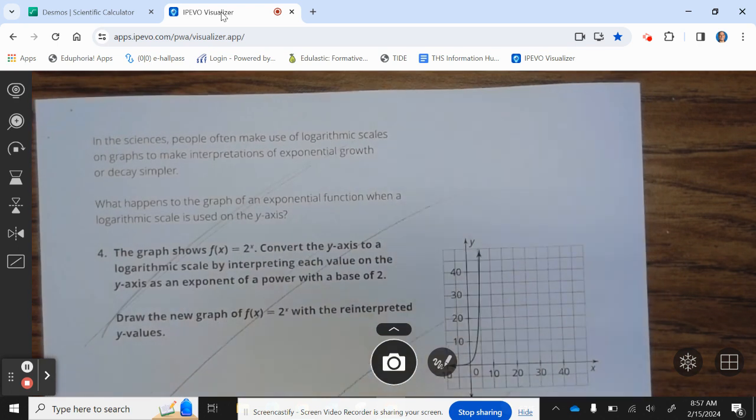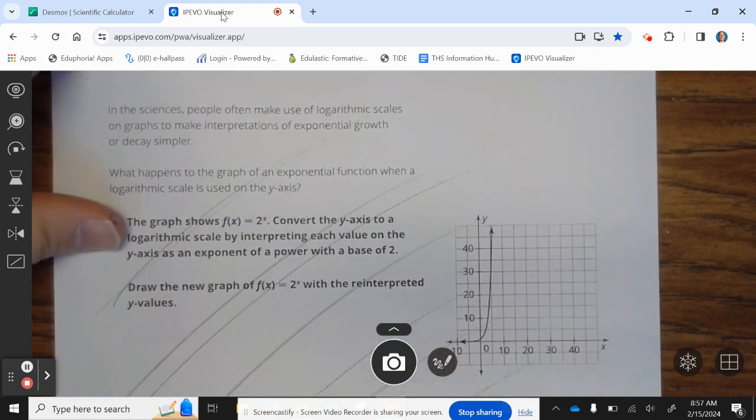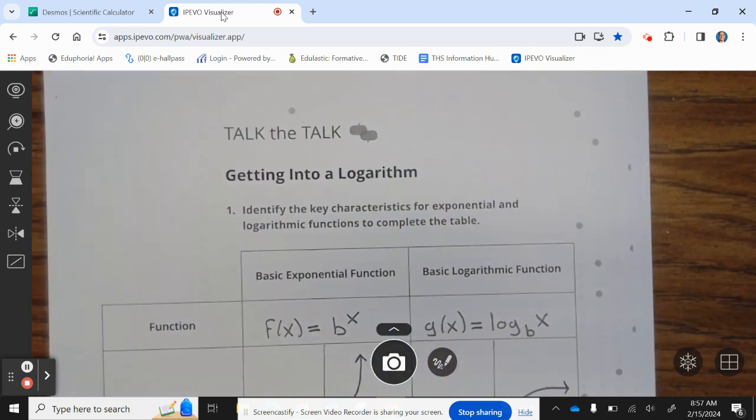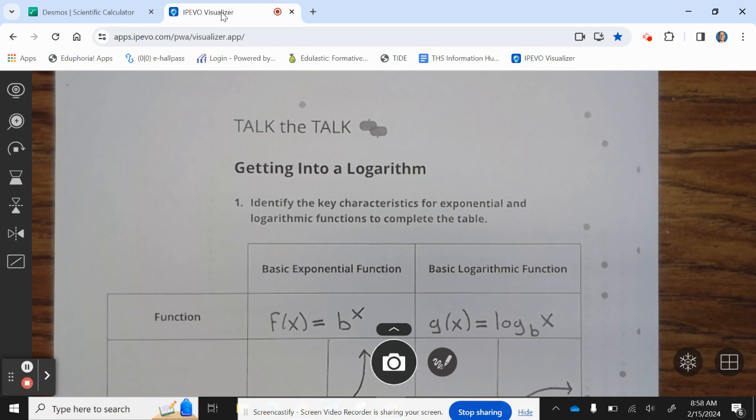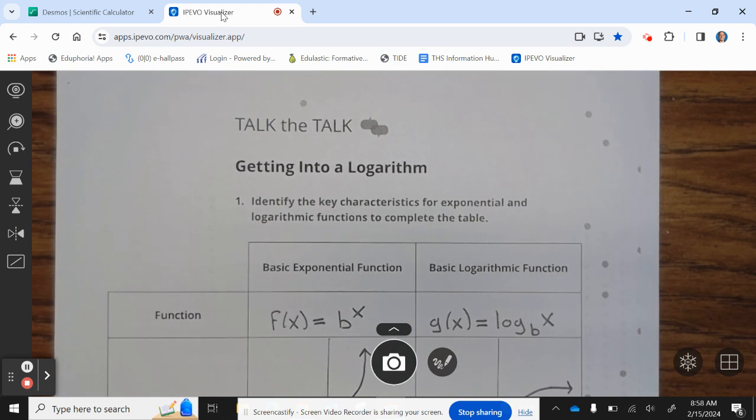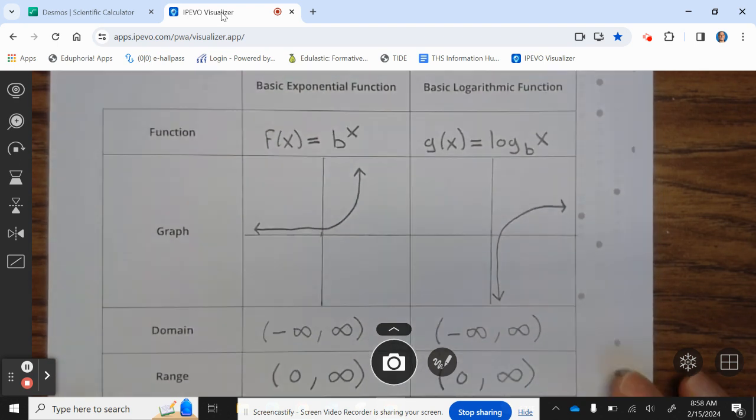Go ahead and mark this page out. Talk to Talk, getting into a logarithm. Number 1, identify the key characteristics for the exponential and logarithmic functions to complete the table. All right, go ahead and complete the table.